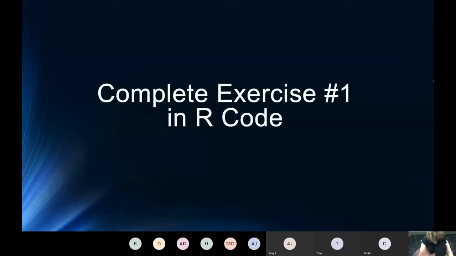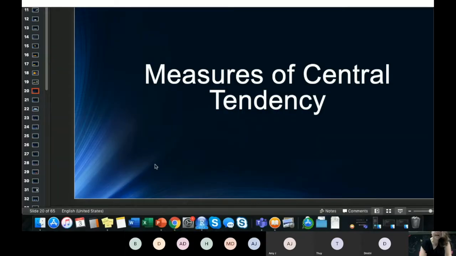Okay. So now this is when we're going to go into the R code. So I'm going to escape out of this. So open RStudio and the code that I just had you input data into.